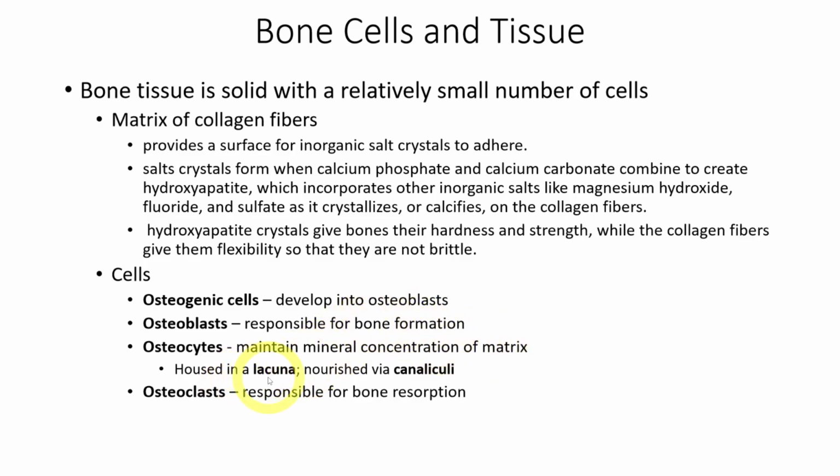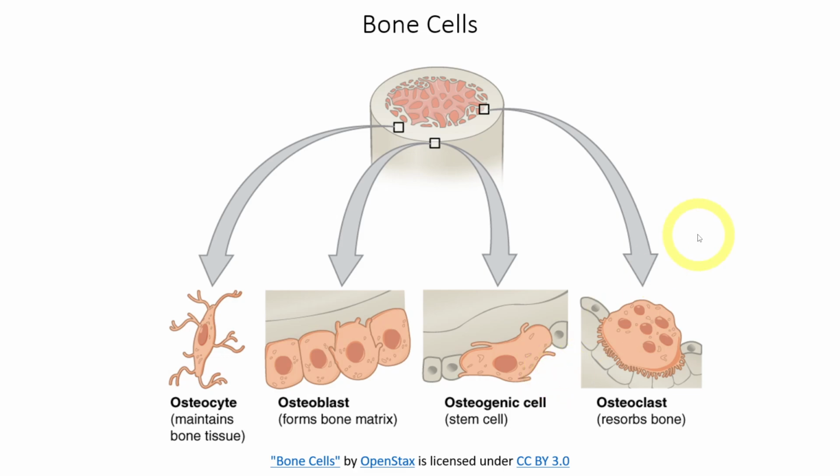They live in little caves called lacuna, and they're nourished through little cracks in the bone called canaliculi, and the cracks are there on purpose to get the nutrients to them. Osteoclasts, they will reabsorb the bone matrix. They digest the bone matrix and make sure there's not too much of it, not too much bone growing, not too much of the hard stuff growing.